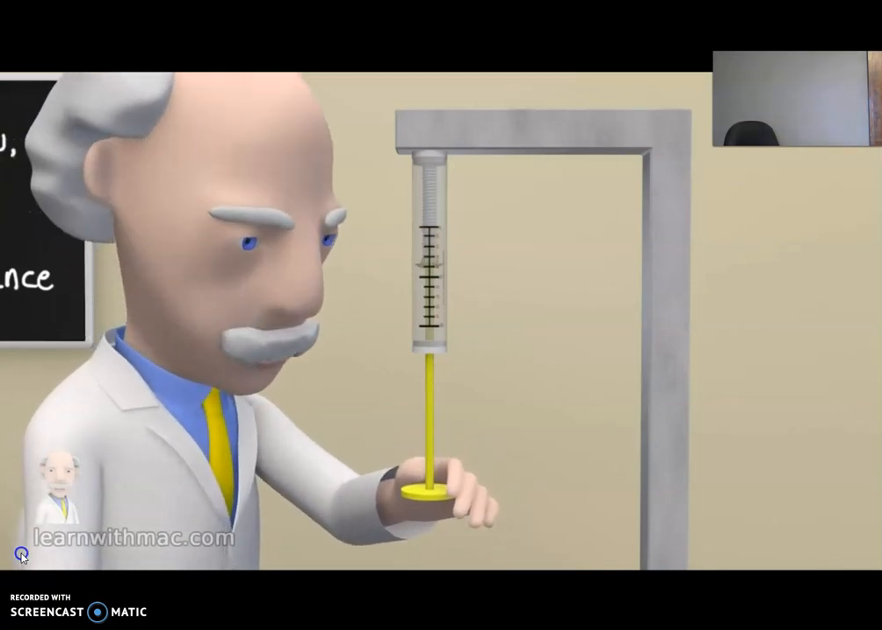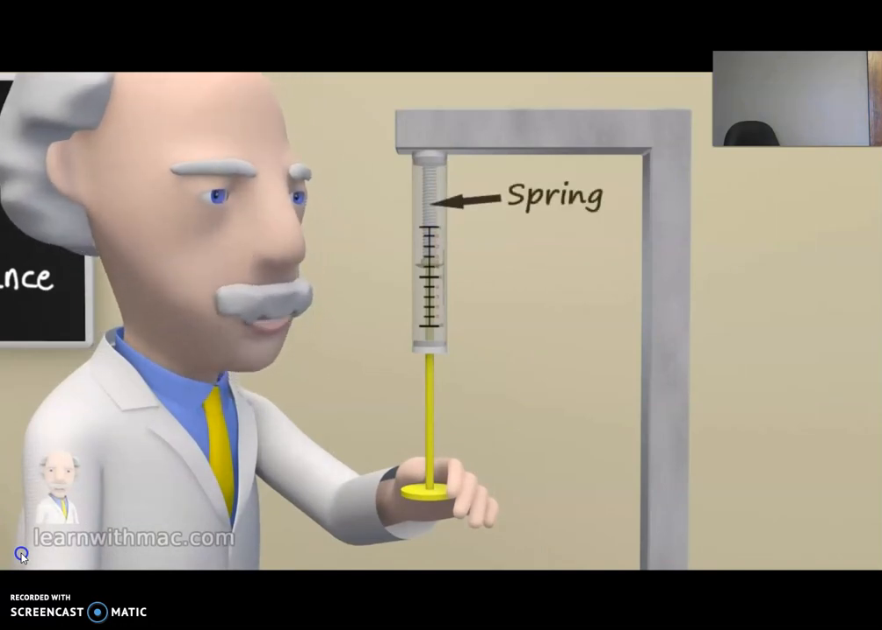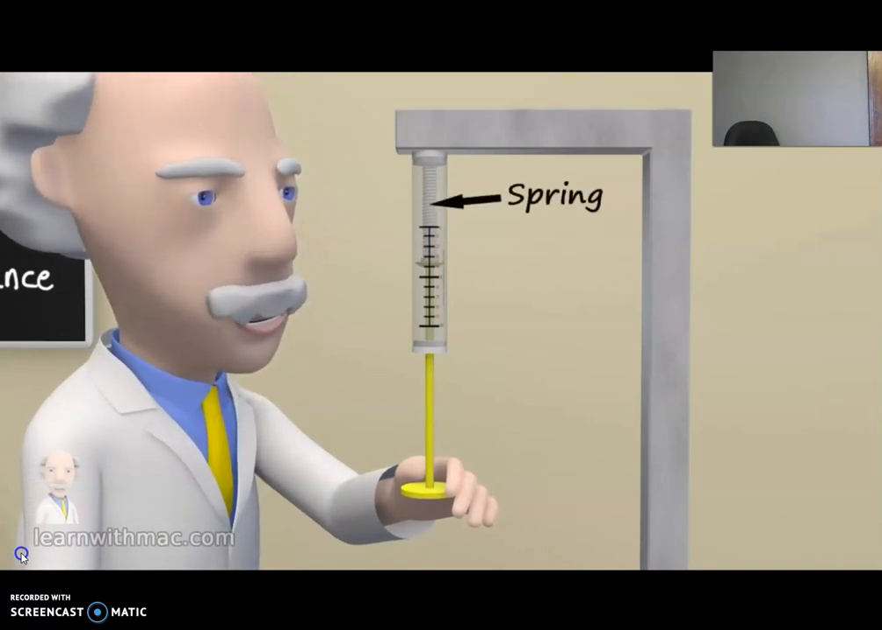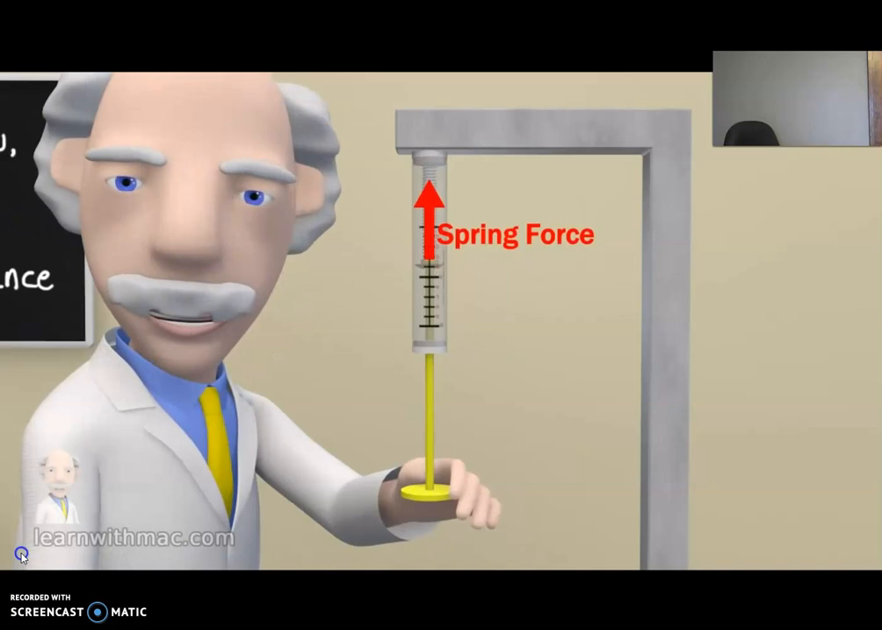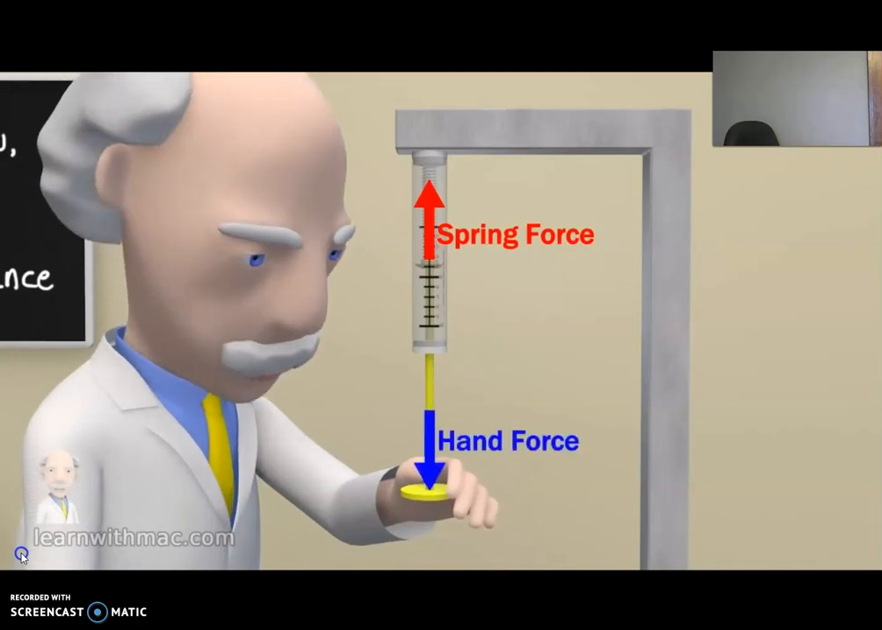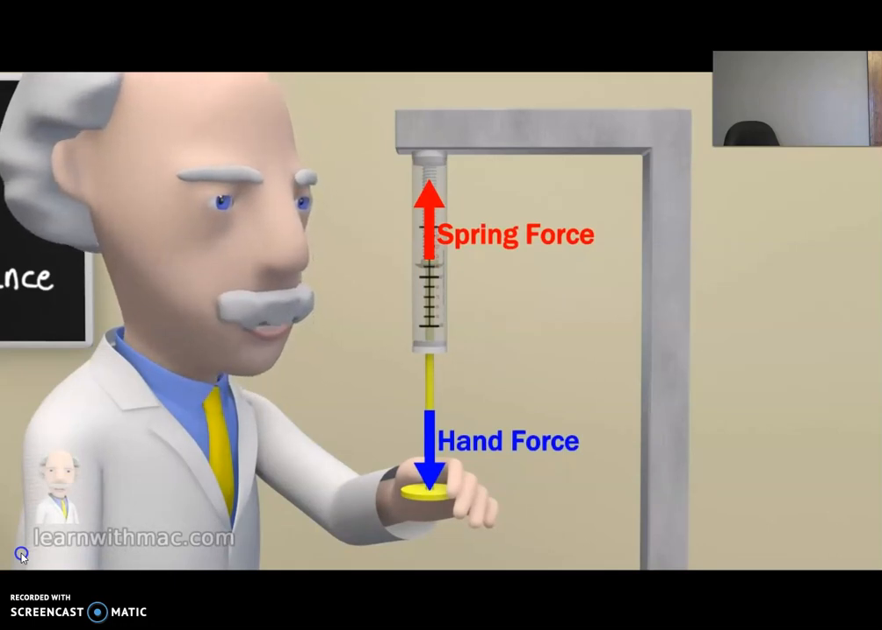Well, as my hand pulls the free end, it stretches a spring, and in doing so, I can feel the spring applying a restoring force to my hand. In order to maintain the stretch of the spring, I have to apply a force equal and in the opposite direction to the restoring force generated by the spring.